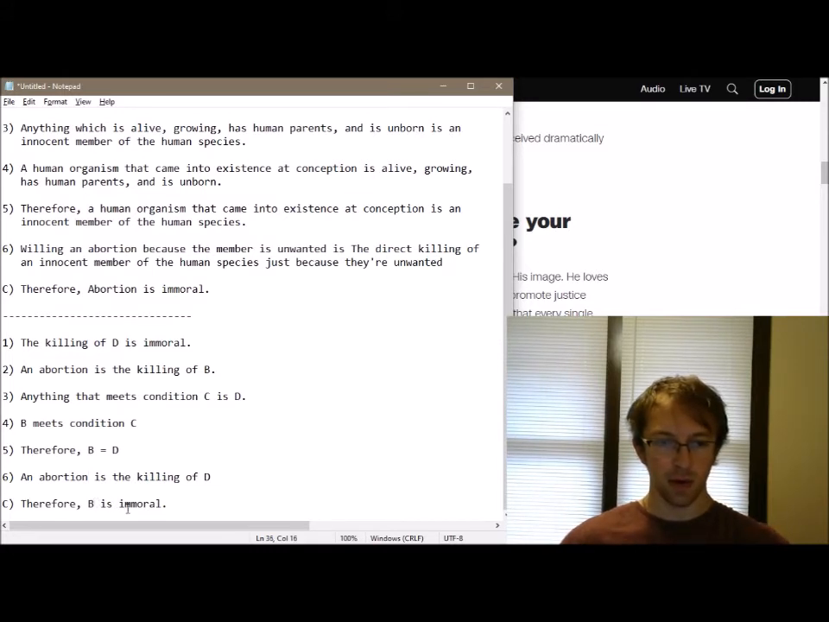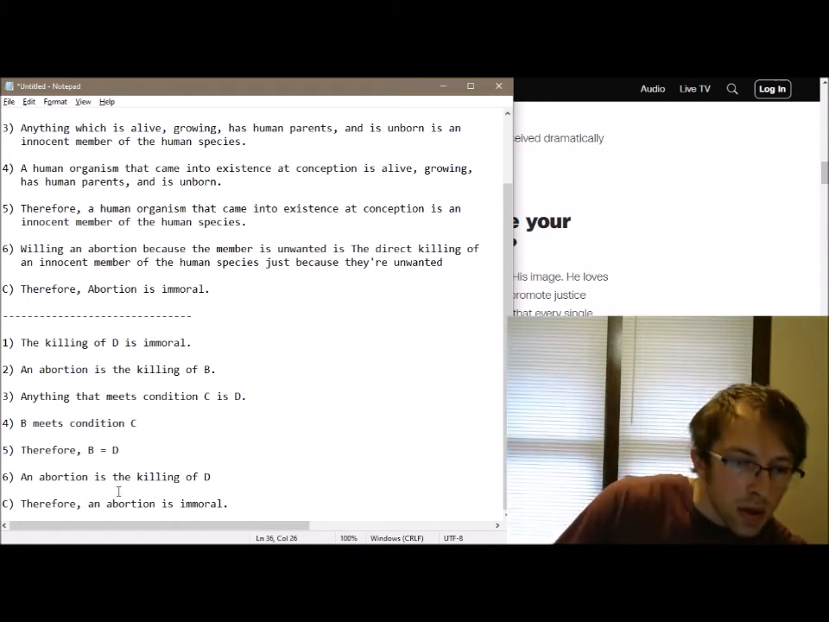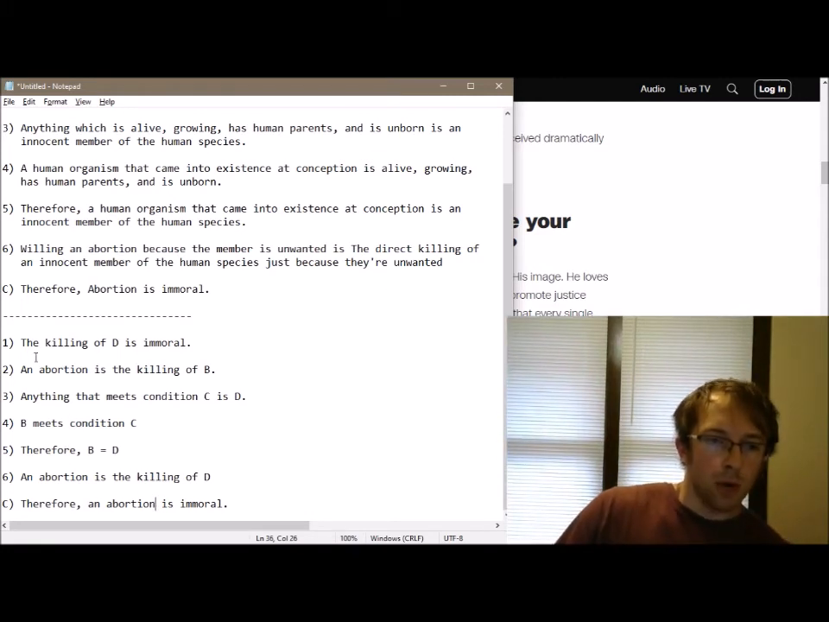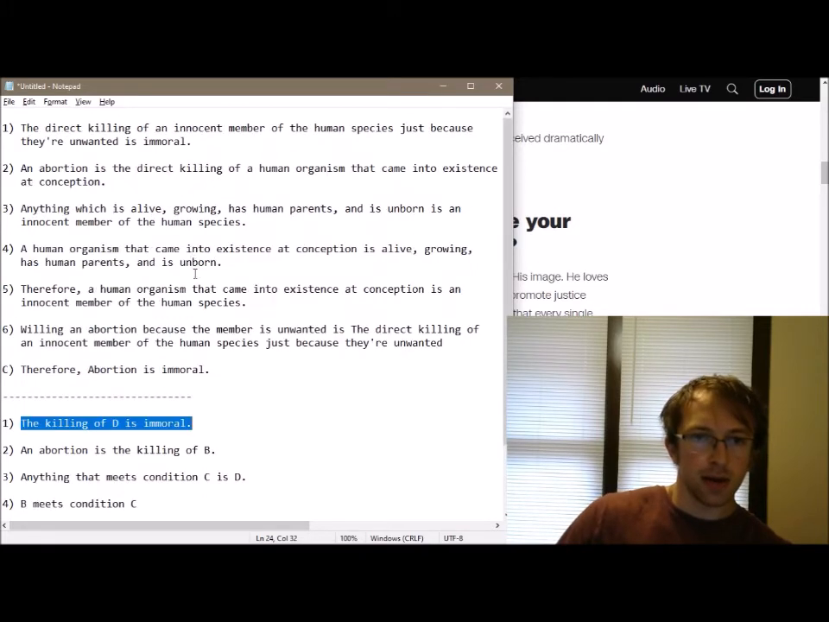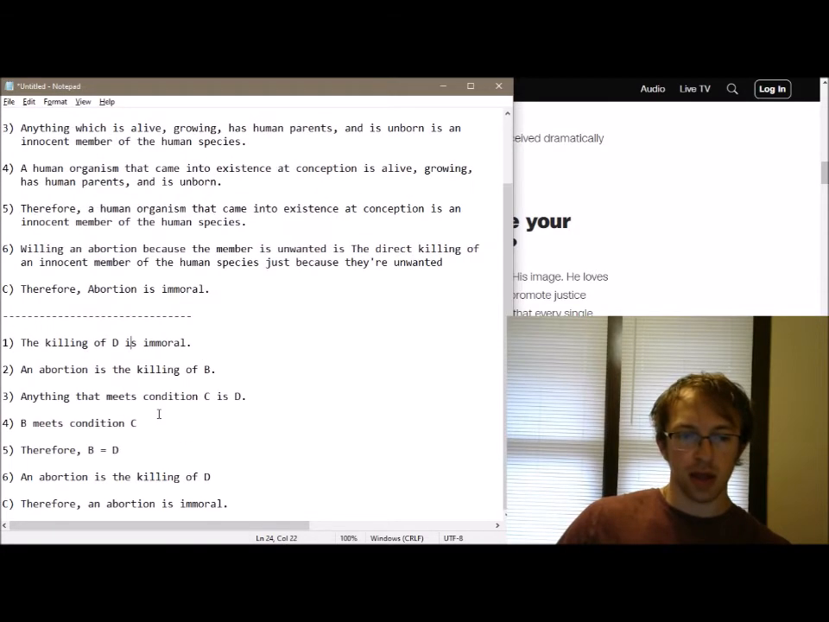Therefore, an abortion is immoral. Why? Well, because the killing of D is immoral. What is D? D is an innocent member of the human species. Alright. I guess you'd have to say just because they're unwanted. I think you get the point though here. The killing of D is immoral.